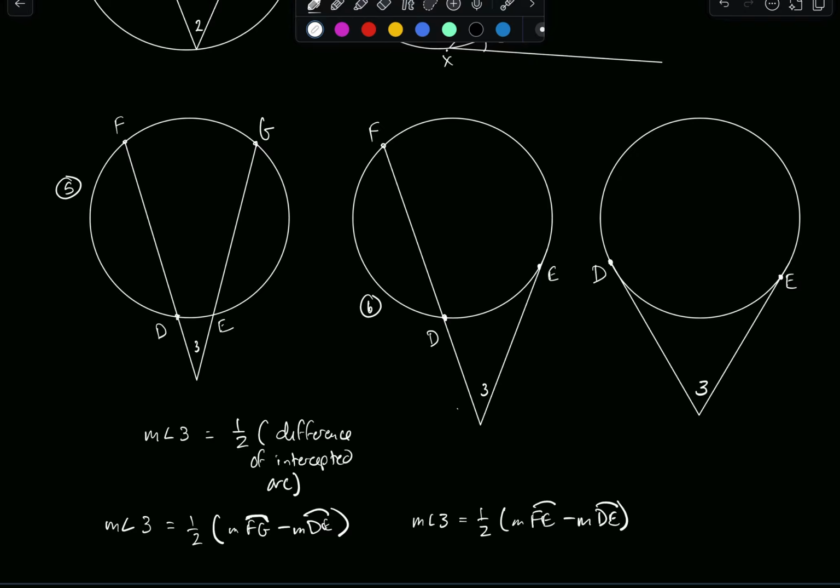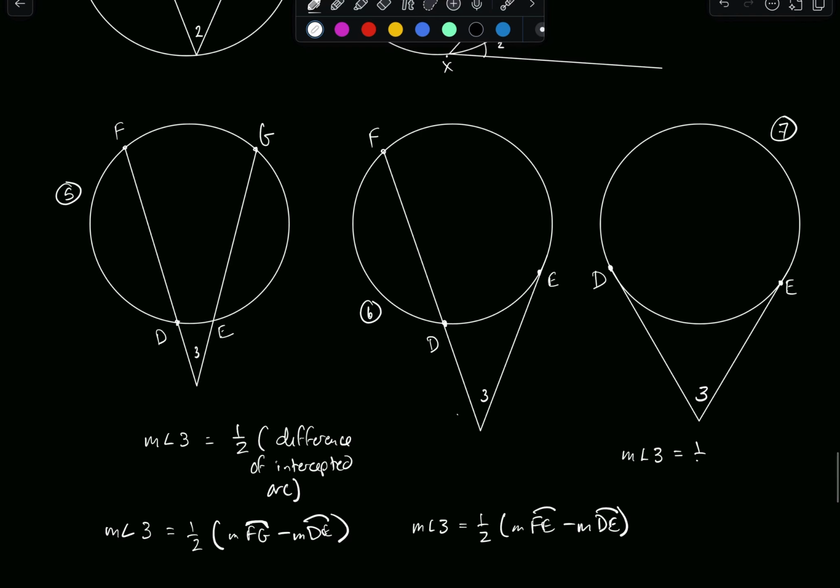And then finally, with the last circle, circle 7, the measure of angle 3 is going to be 1/2 the measure of the major arc DE, that's the major arc, minus the measure of the minor arc DE.